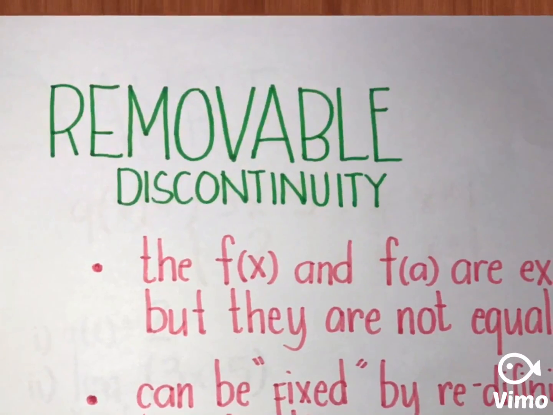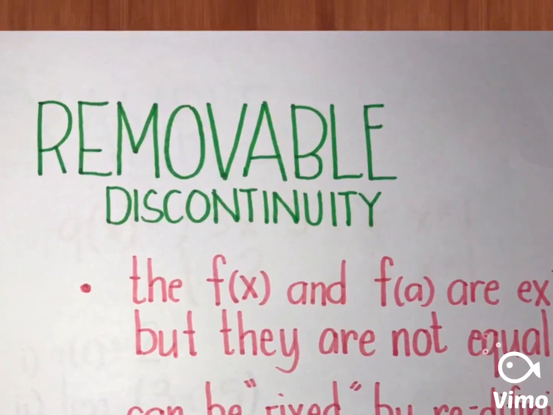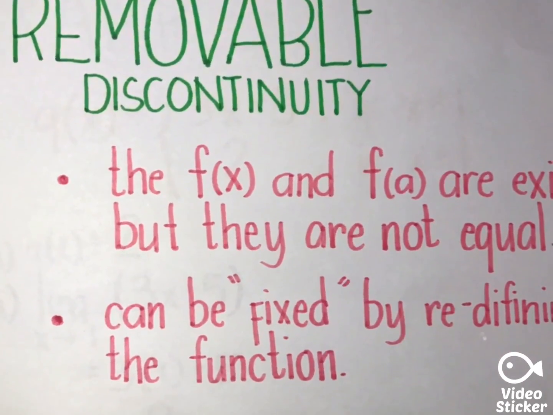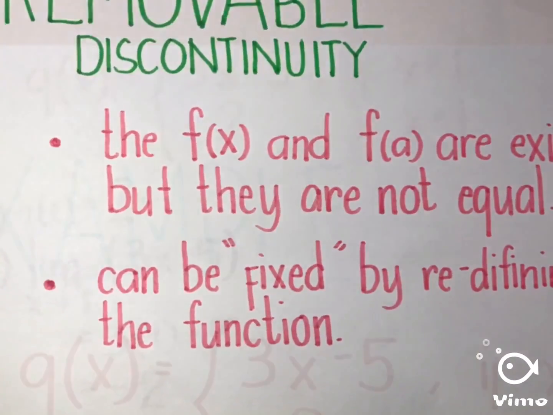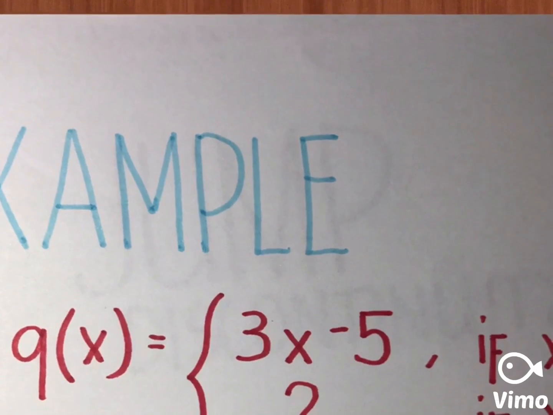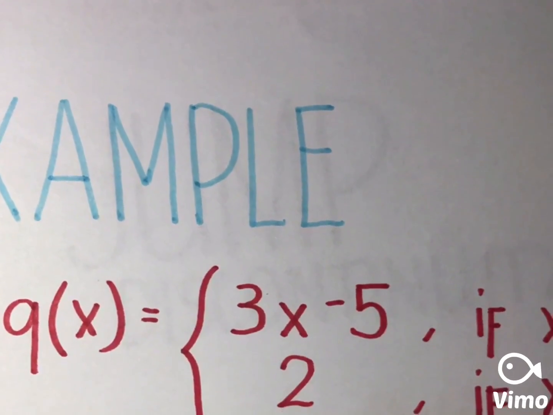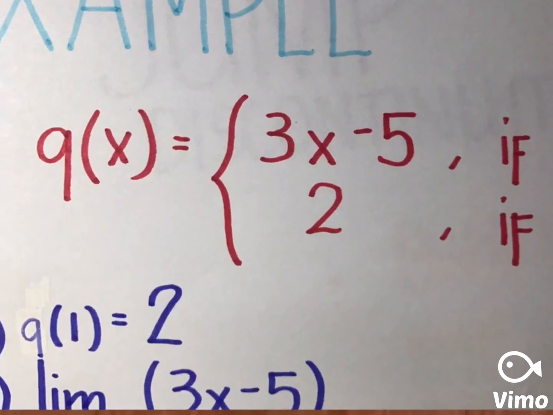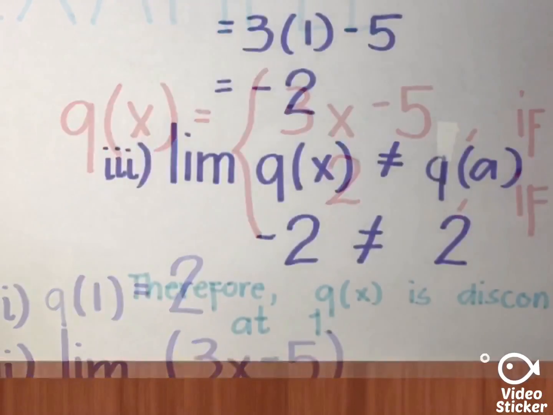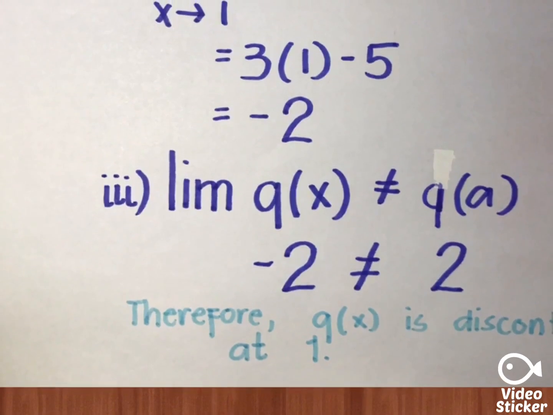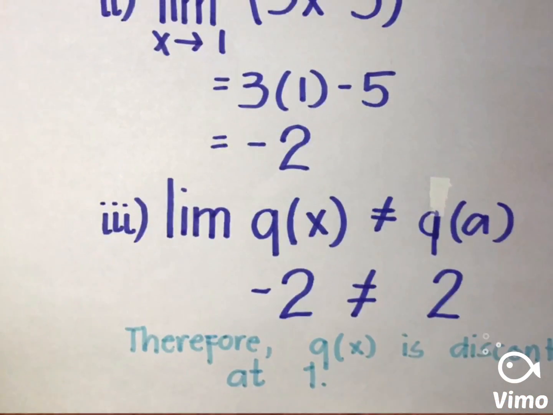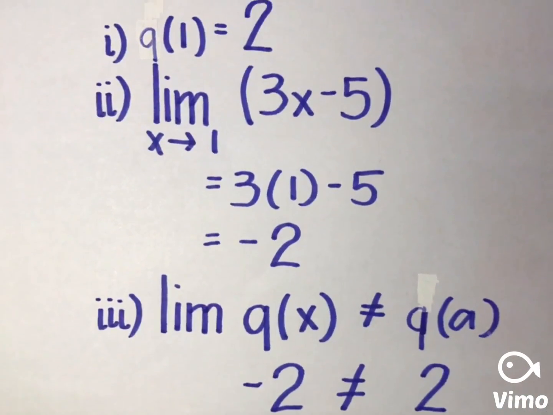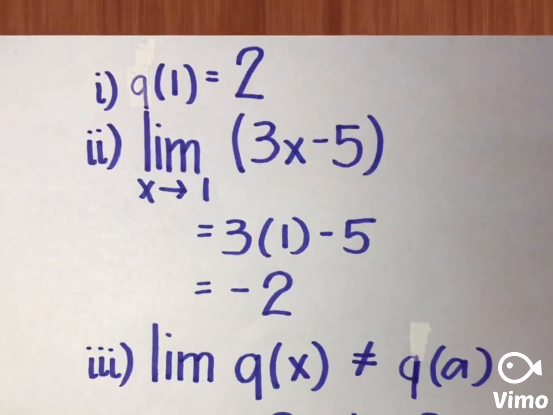The discontinuity is removable if f of x and f of a exist but they are not equal, and it can be fixed by redefining the function. Example, given the function q of x is equal to 3x minus 5 if x is not equal to 1, and 2 if x is equal to 1. If x is equal to 1, then q of 1 is equal to 2. Therefore, q of a exists.